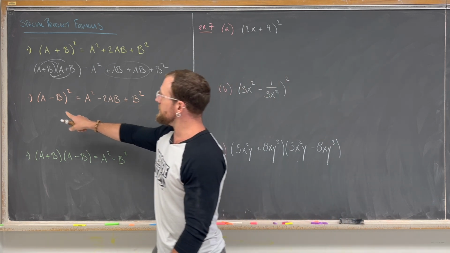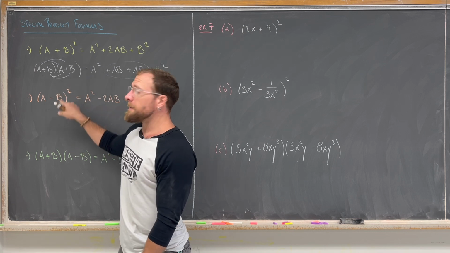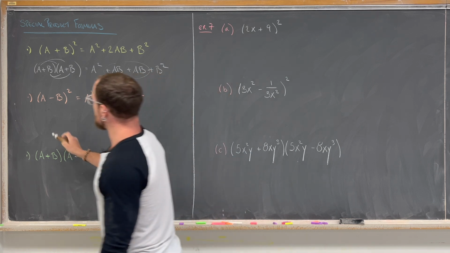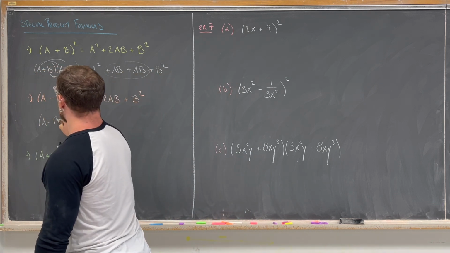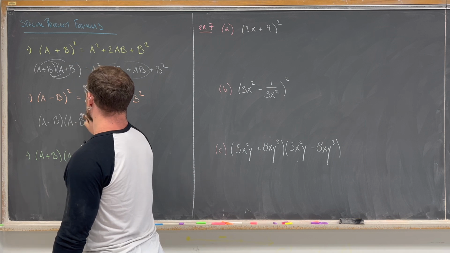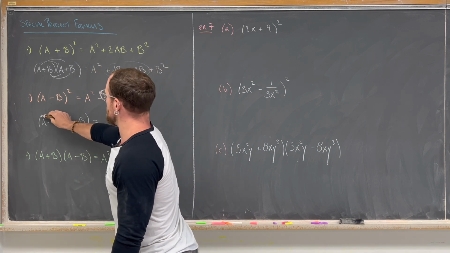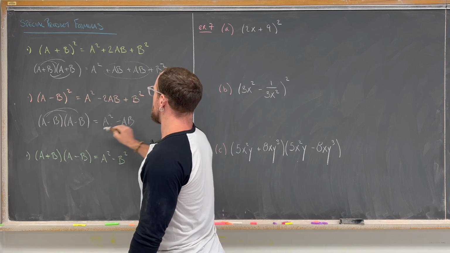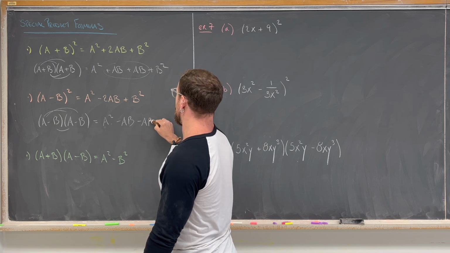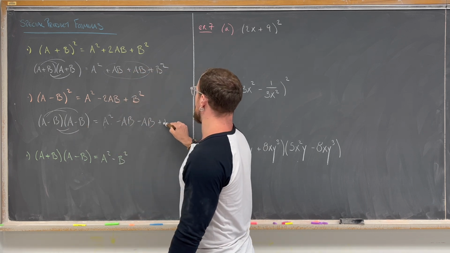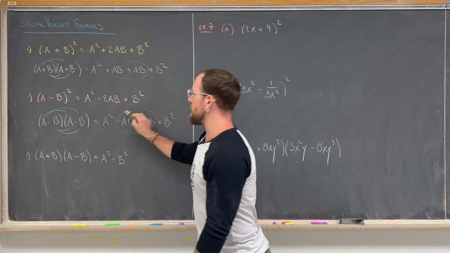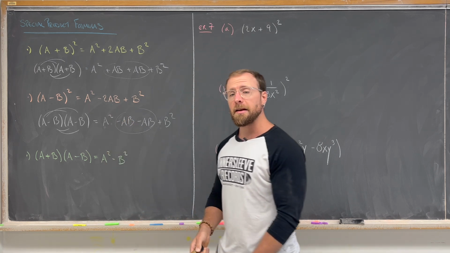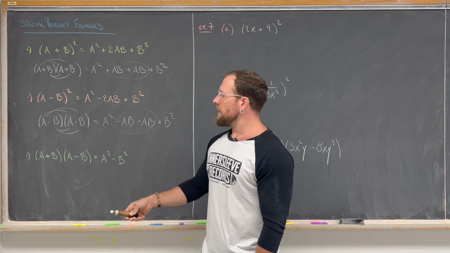Over here we have a difference, a minus b squared, and it's very similar. You just have to replace b with negative b, and this is what you get. But let's just do it once very carefully. We have a minus b times a minus b. And so when we distribute, we get a squared minus ab minus another ab plus b squared. And once again, these middle terms are similar. They can be combined to give us negative 2ab.